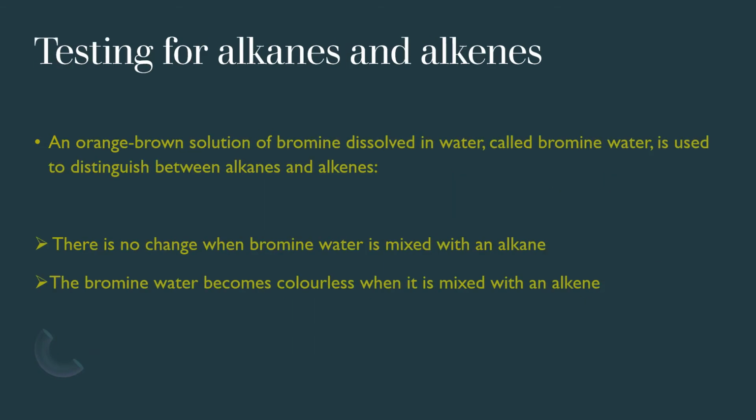Testing for alkanes and alkenes. An orange-brown solution of bromine dissolved in water, called bromine water, is used to distinguish between alkanes and alkenes. There is no change when bromine water is mixed with an alkane. The bromine water becomes colorless when it's mixed with an alkene. So that's the easiest way to find out whether it's an alkane or an alkene.